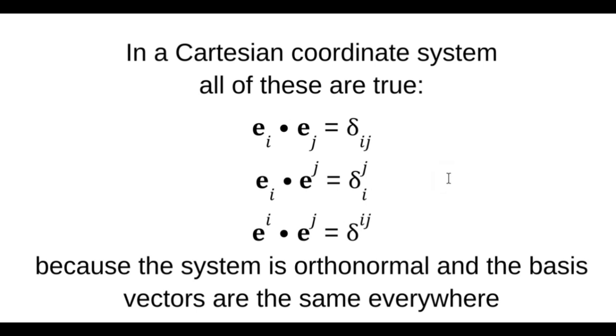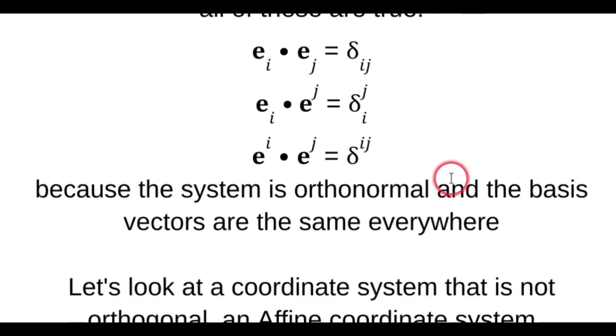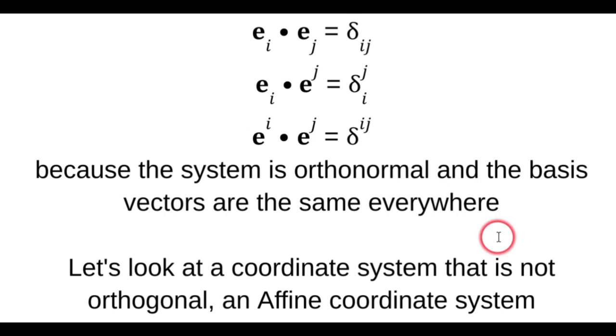Well, I thought, hey, let's just go do something completely different. Let's look at a coordinate system that is not orthogonal. It's called an affine system. Okay, so this is still in Euclidean space, which means all of these coordinate lines are parallel, but you can look at them and see that they're not orthogonal, that none of them are orthogonal.